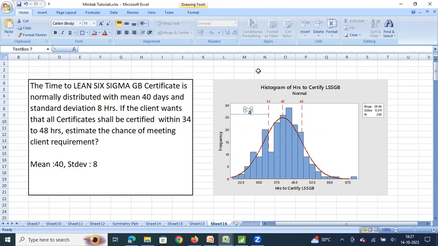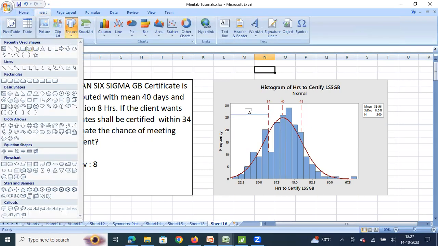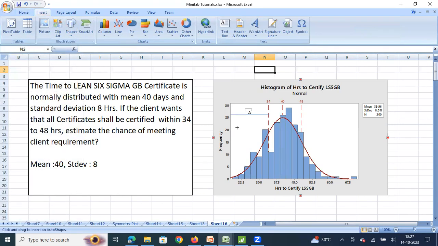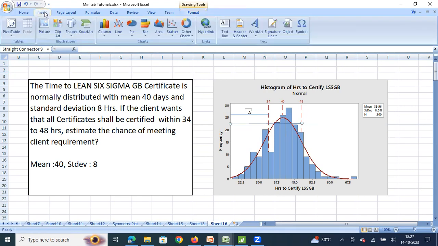So A is the cumulative probability of people getting certified between minimum days to 34 days. And similarly, B is the cumulative probability of people getting certified between minimum days to 48 days, because I'm trying to cover the area under the curve from this point to this point. So B will be the probability of people trying to get certified from minimum days to 48 days. So let me call this B.